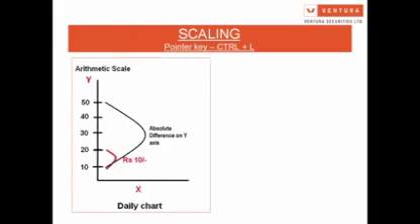Now scaling. There are two types of scaling. One is the arithmetic scale. On the y-axis we see the price movement. In the arithmetic scale we see the difference in the price movement in absolute terms, that is, 10, 20, 30, 40, 50. So the difference on the y-axis is quoted on absolute distance.